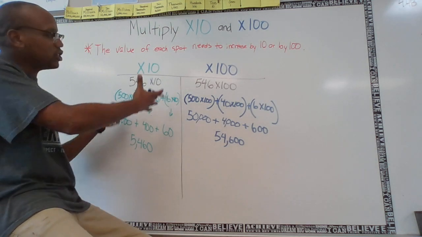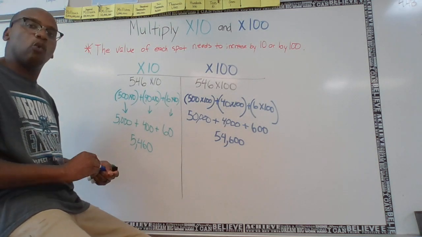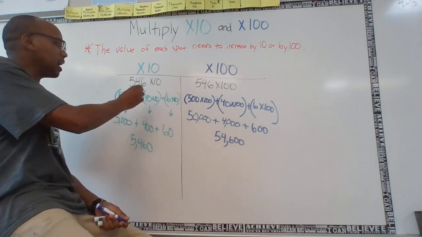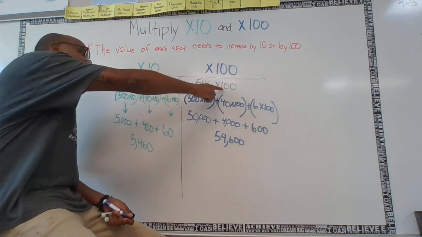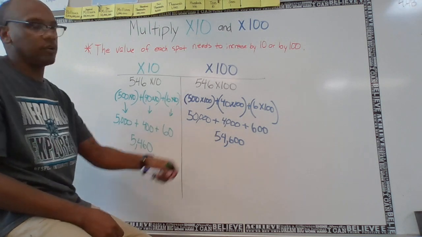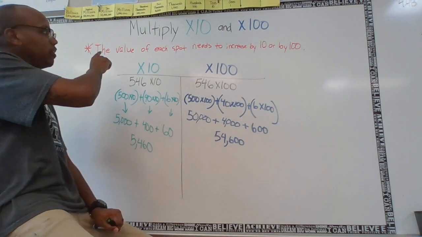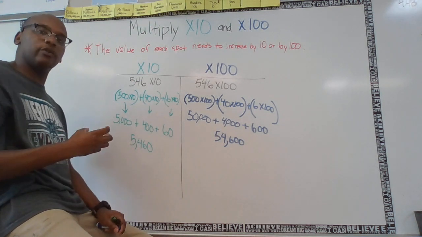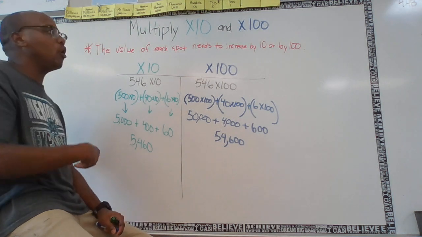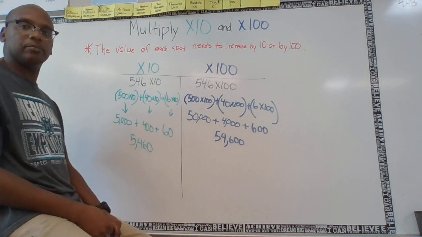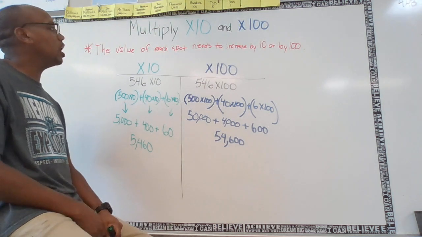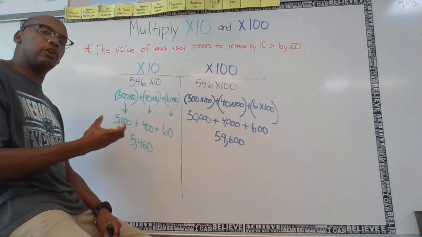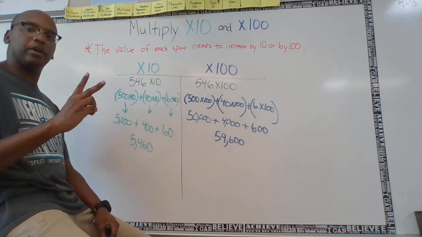This is an explanation of why the general rule is anything times 10 is that number with a 0 behind it, and anything times 100 is that number with 2 zeros behind it. This is why the value of each spot needs to increase either times 10 or times 100. This is Mr. Traham explaining the simple multiplication, anything times 10 or anything times 100.